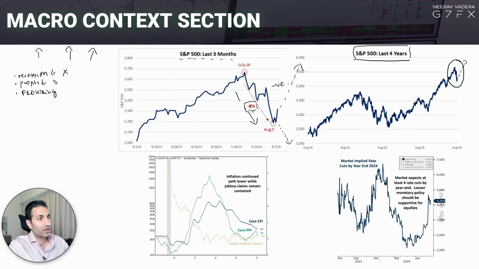GDP is positive. Corporate profits, are they negative? No, they're very positive. Is the Fed hiking? No, it's likely, and that's why I've put this data here. Inflation is coming down quite aggressively. We just saw that recently as well.